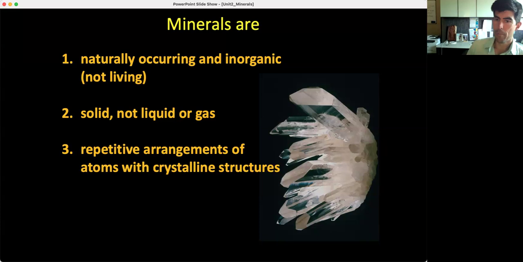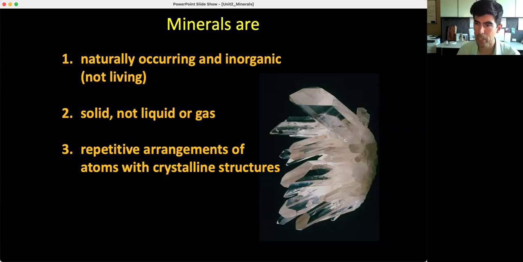Here's the one that's a little bit more technical. Minerals are repetitive arrangements of atoms with a crystalline structure. So remember, we talked about how atoms can come together through bonds. Those bonds will actually build a crystal structure. And what's interesting about minerals is that that crystal structure will repeat itself in various directions.